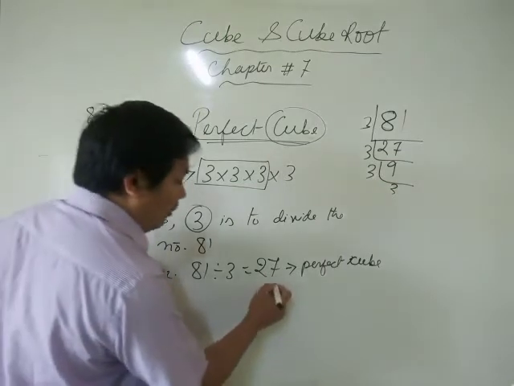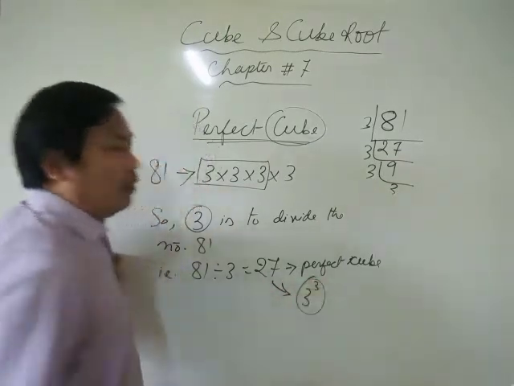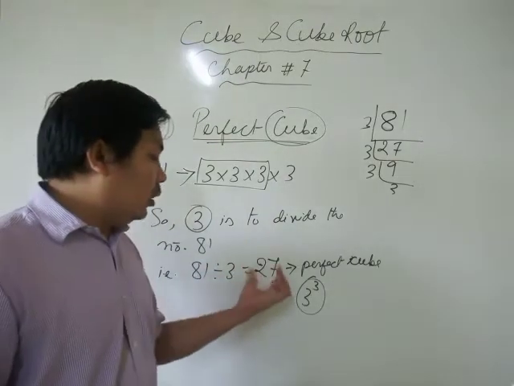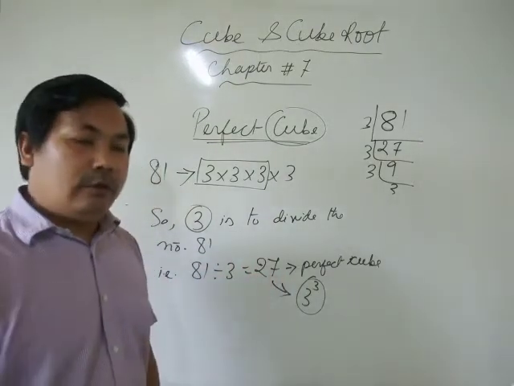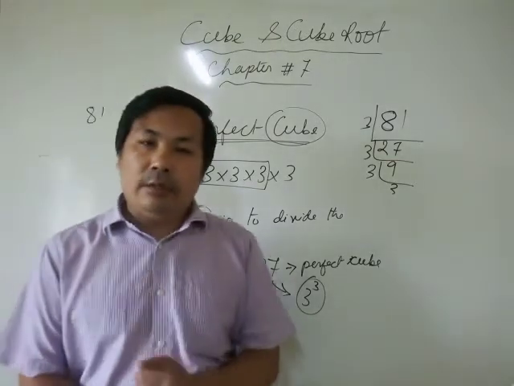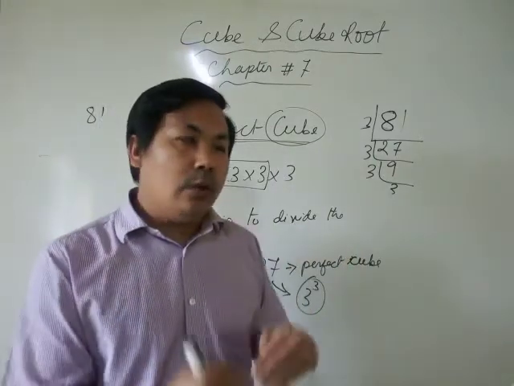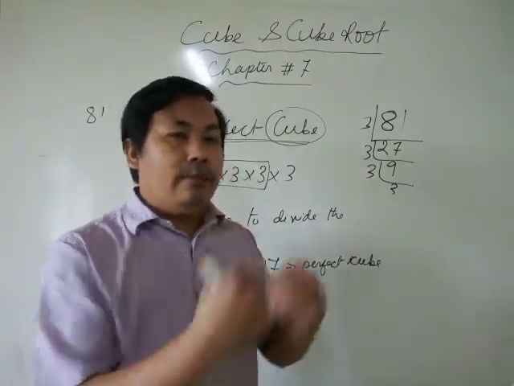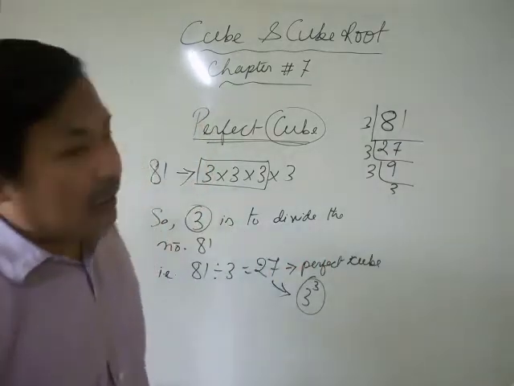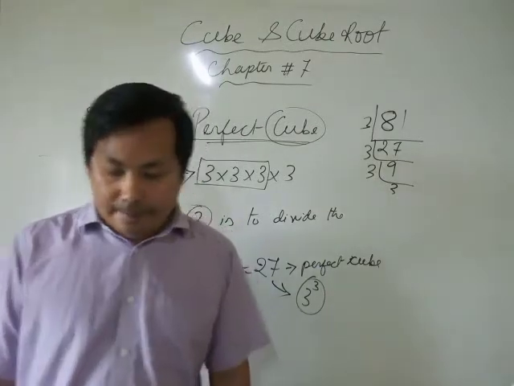27 is a perfect cube. Why? Because 27 is 3 to the power 3. Means it is a cube number, the cube of 3. 3 cubed. Okay, clear. So like this, we can find out the least number or smallest number which can divide the number to become a cube, or which number can be multiplied to become a perfect cube. So this is what we have to study in this chapter. Okay, clear. And now let us go to the next topic.